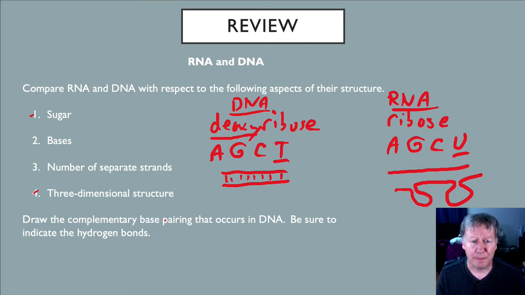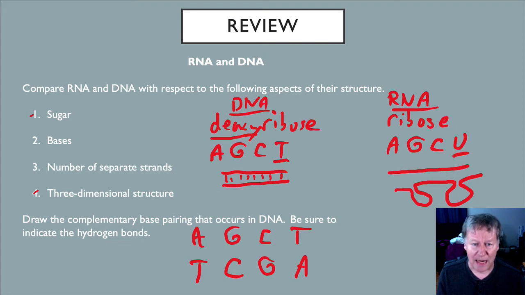And finally, draw a complementary base pairing that occurs in DNA. Well, if you look at the base pairs that occur, we have adenine, guanine, cytosine, and thymine. What pairs with adenine? Thymine does. What pairs with guanine? Cytosine. Cytosine, guanine, and thymine, adenine. The bonds that form between the bases are hydrogen bonds, and adenine and thymine get 2 hydrogen bonds between them, while guanine and cytosine get 3. So that's our basic bonding pattern. Okay, let's go on to the next review slide.